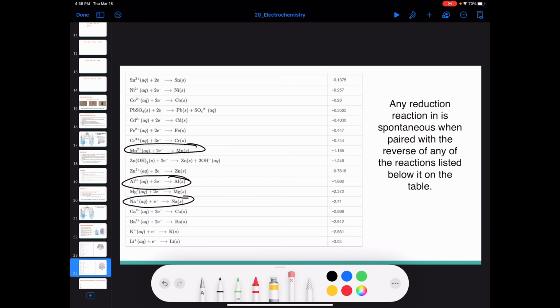Okay, what else is interesting about this chart? Well, it turns out that this right here is pretty important.